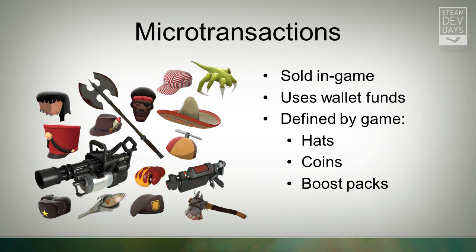In addition to downloadable content, we also have microtransactions. The difference is that microtransactions are actually sold in a store that resides in your game, where downloadable content is sold through the Steam store. Microtransactions are also content that is defined by the game and can really be anything. You could have them for hats, you can have them for coins, you could have them for experience boosts, or other time-limited types of features.